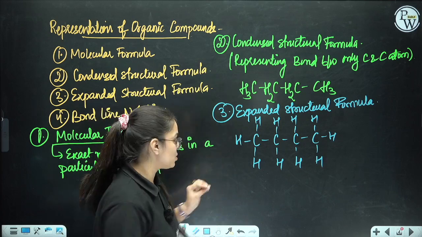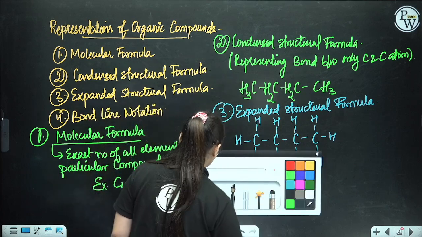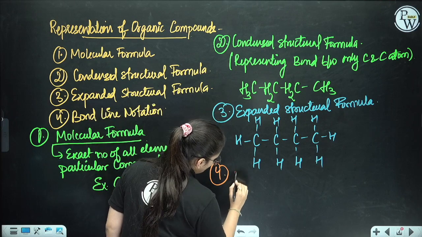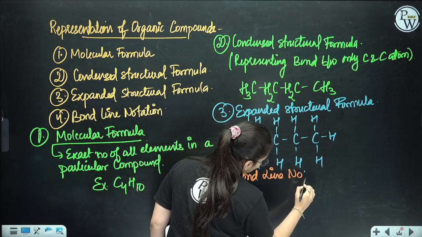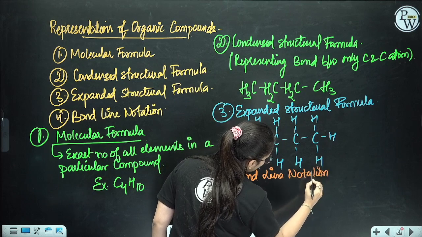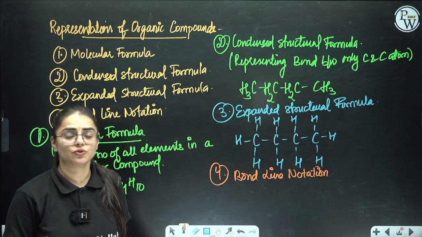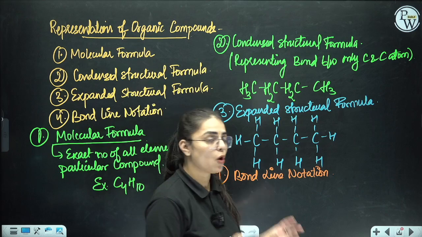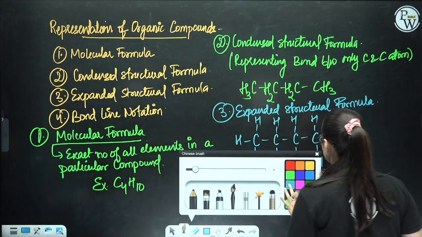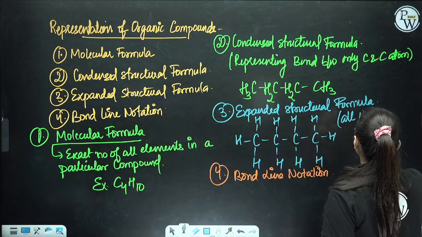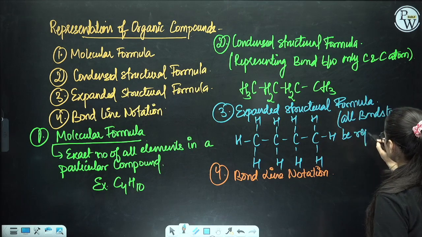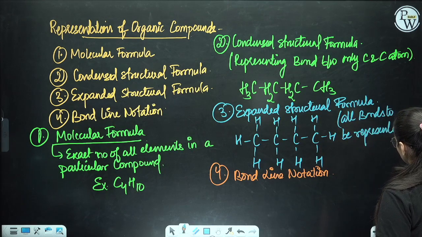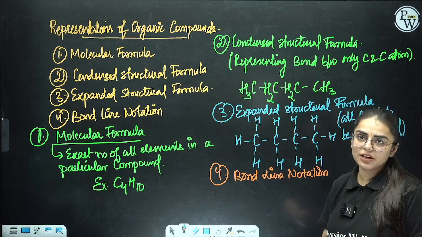Now comes the fourth one, that is bond line notation. See students, when I'm referring to bond line notation, that means I have to only show the bonds. I don't have to write the elements. Here you can write down all bonds to be represented.